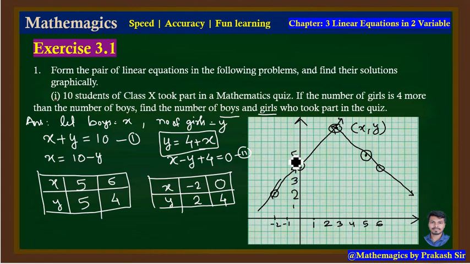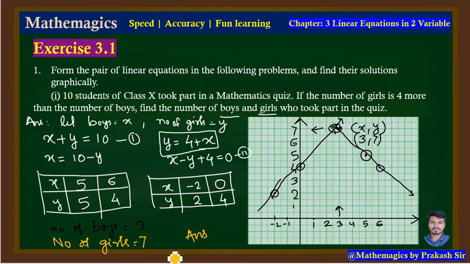X is the value of the boys and y is the value of the girls. So if we assume this becomes 5, this becomes 6, this becomes 7, this becomes 1, 2, 3. So approximately it is coming at this point. So on the x-axis this becomes 3 and on the y-axis this becomes 7. So here we can state that the number of boys is equal to 3 and the number of girls is equal to 7, which is the answer.